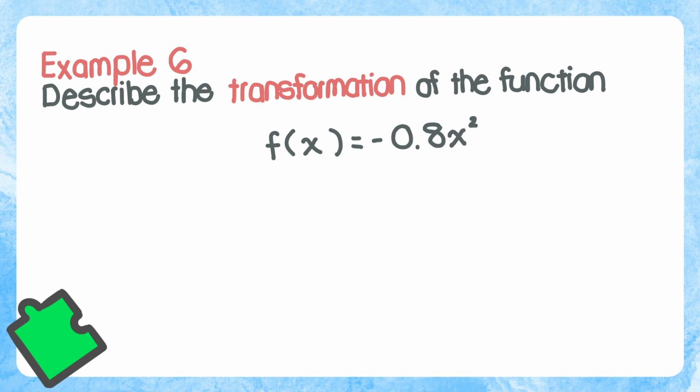Please try this example on your own. Describe the transformation of the function f of x equals negative 0.8 times x squared. Notice there's a negative.